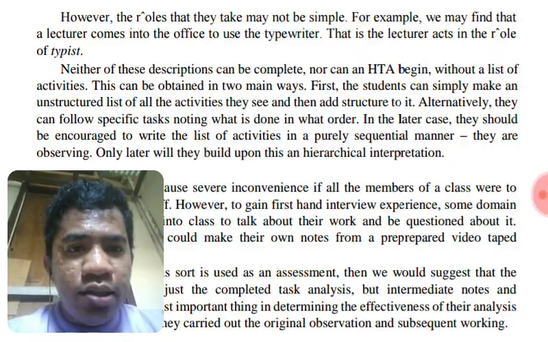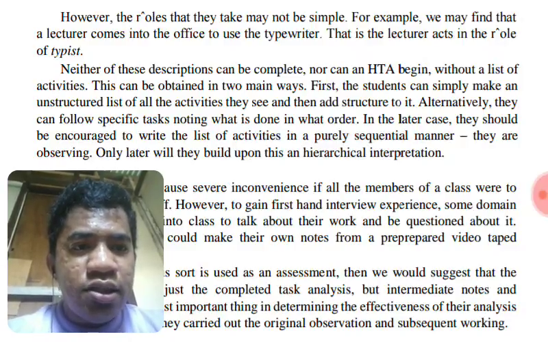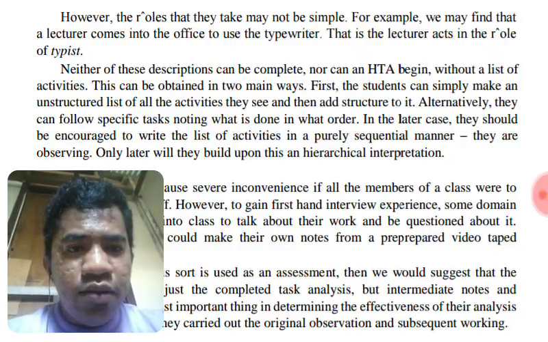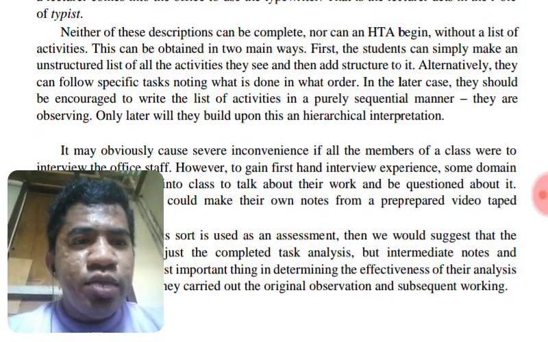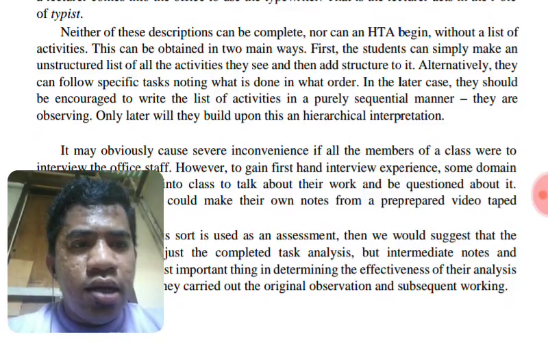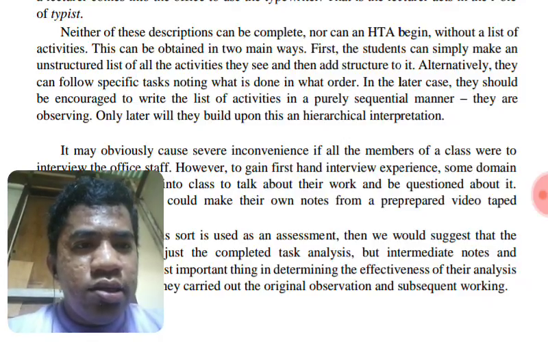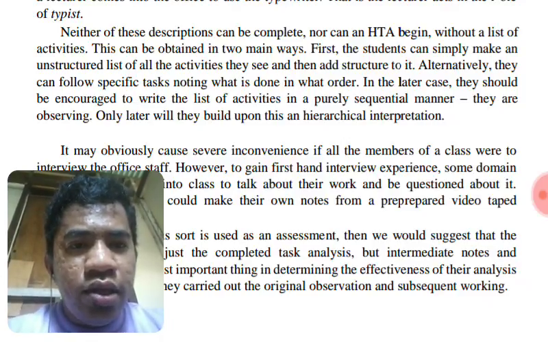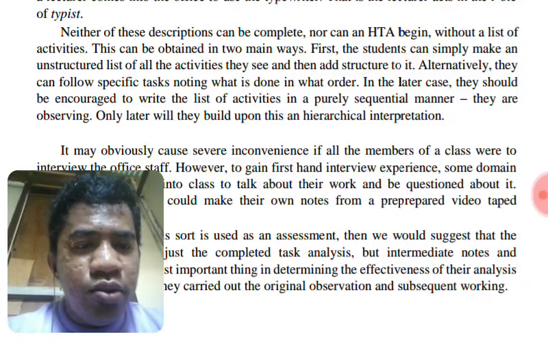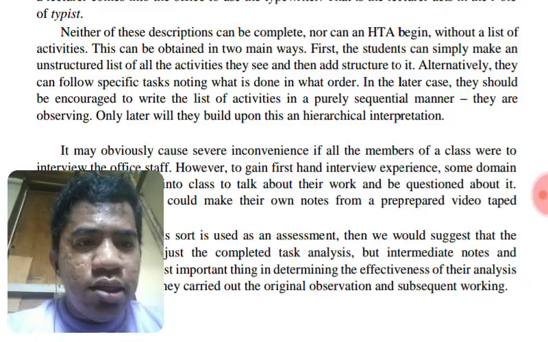This can be obtained in two main ways. First, the student can simply make an unstructured list of all the activities they see and then add structure to it. Alternatively, they can follow specific tasks, noting what is done in order. In the latter case, they should be encouraged to write the list of activities in the purely sequential manner they are observing.